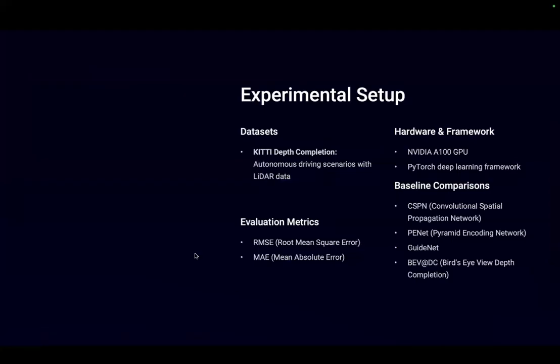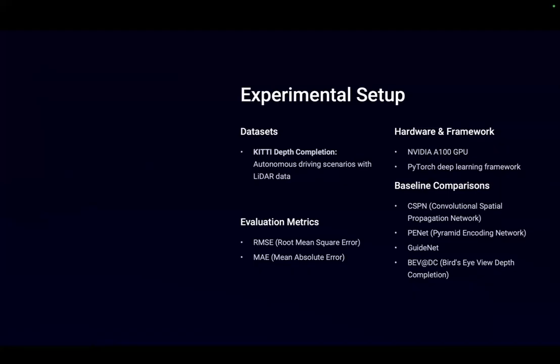And the experimental setup. They have used the KITTI depth dataset, which is a benchmark dataset with autonomous driving scenarios and LIDAR data, light detection and ranging. For hardware and framework, they used PyTorch and an NVIDIA GPU. For baseline comparison, they compared with existing work in this field: CSPN, convolutional spatial propagation network, pyramid encoding network, and grid network. These are some ways in which people have experimented in this.